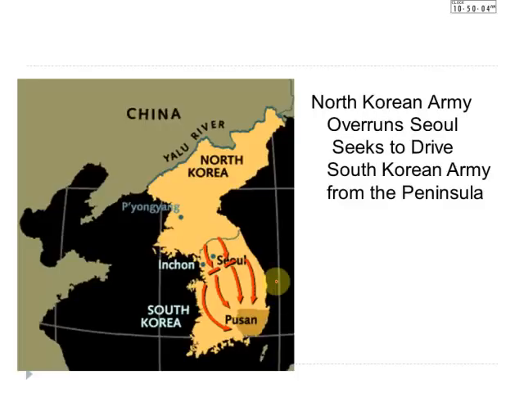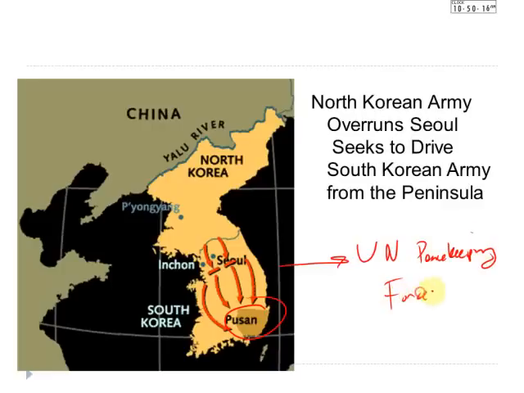North Korea drives them all the way to the area of Pusan. And by the way, they also drive out UN peacekeeping forces. So the North Koreans are able to drive the South Korean army and the UN peacekeeping forces all the way down into Busan, which means they had almost driven them completely out of South Korea already. Yes. So this is a pretty good invasion for North Korea because it was a complete surprise, and even with the United Nations trying to help drive the North Koreans out, they're not doing a very good job. Everyone good so far?